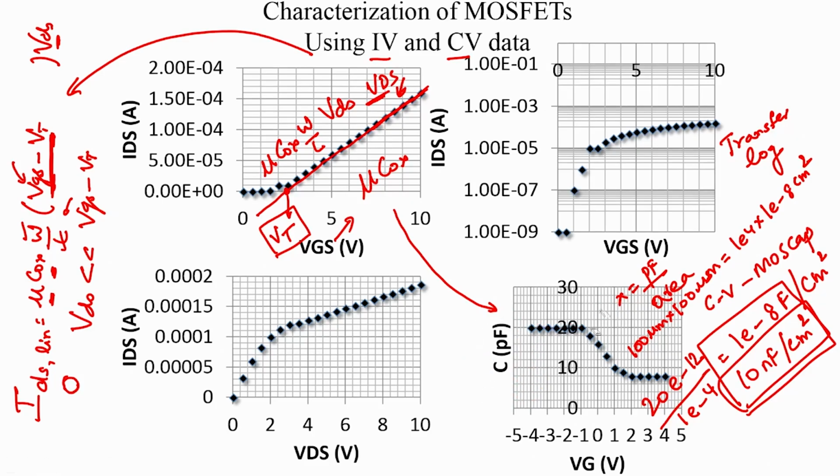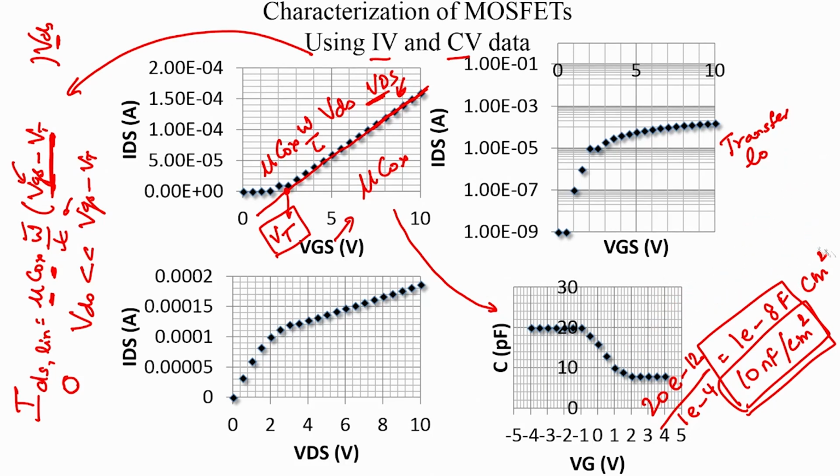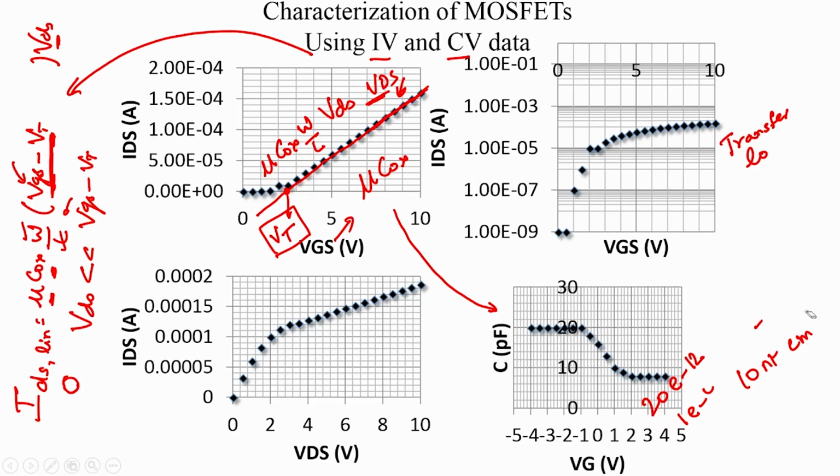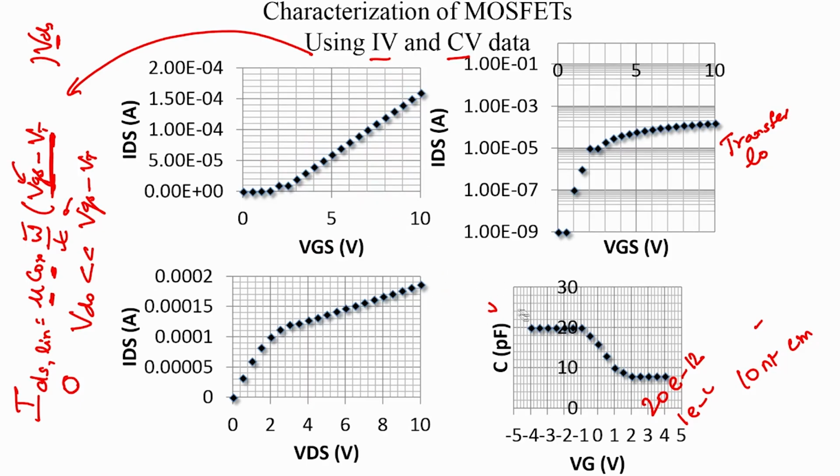So, we need to be careful with how we use the CV data. So, now we have COX and we have the product of COX into mu, and we can extract mu. So, just as a complete process, let's add numbers in a little later, but let us just go through the techniques first.